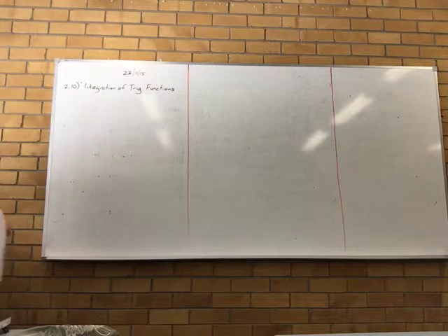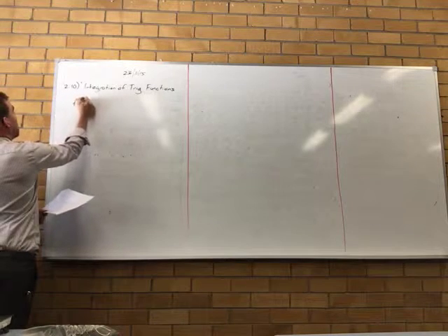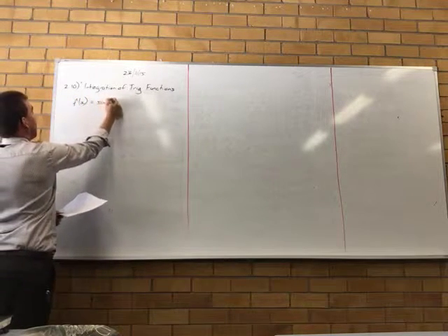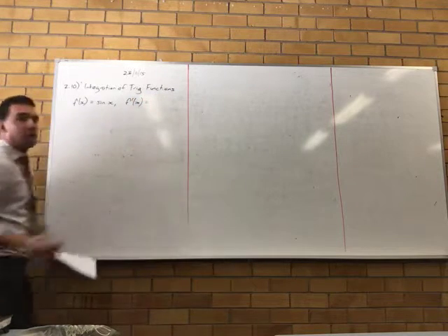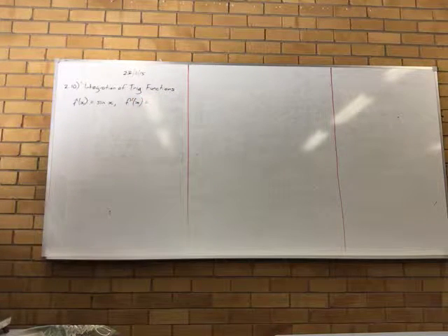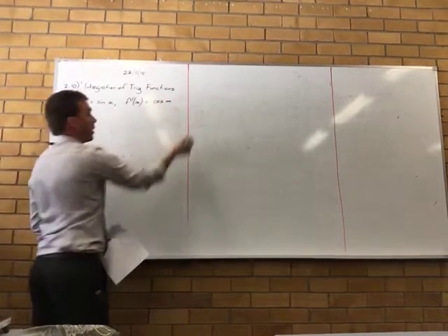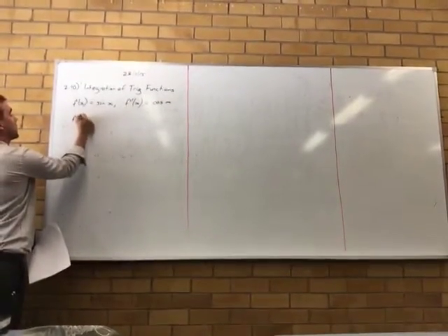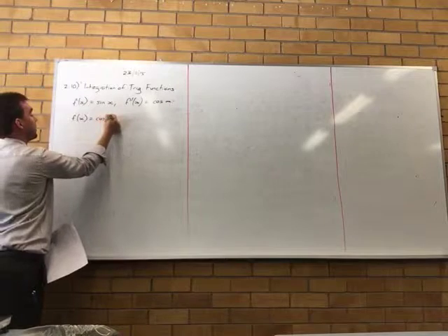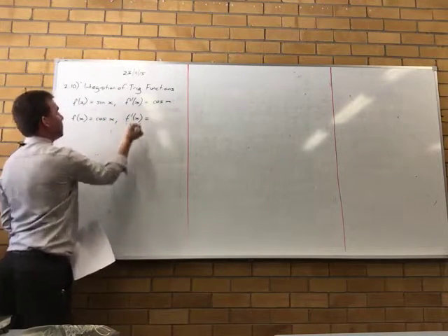Right, so integration of trig functions. If f of x was sine of x, f dash of x is what? What we've just done: when we differentiate sine, we have cos. Okay? If f of x is cos of x, f dash of x is what?